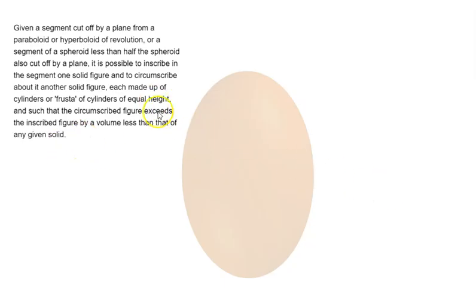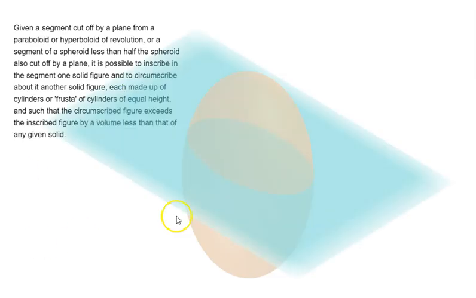So basically, we have to first of all cut off this spheroid by a plane. So we have cut this spheroid by a plane. Now around this segment of the spheroid, we have to circumscribe and inscribe a solid figure made up of frustums of cylinders of equal height, such that the difference between them is less than any volume of a given solid. So how do we start off?